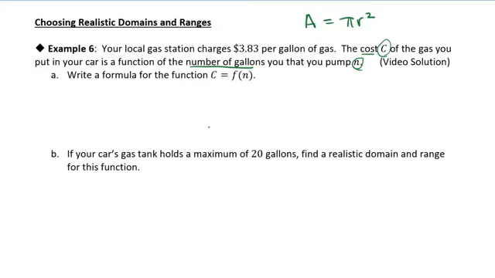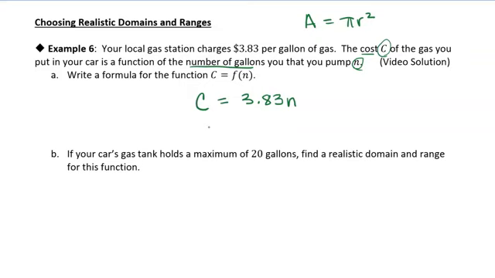All right. So, well, what are you going to do? You're going to pay $3.83 for every gallon of gas that you pump. So C is just going to be $3.83 times however many gallons you pump, and the gallons you pump is N. So there's your expression. You're just going to multiply the number of gallons times $3.83 per gallon. All right, simple enough. Now, if your car's gas tank holds a maximum of 20 gallons, find a realistic domain and range for this function.